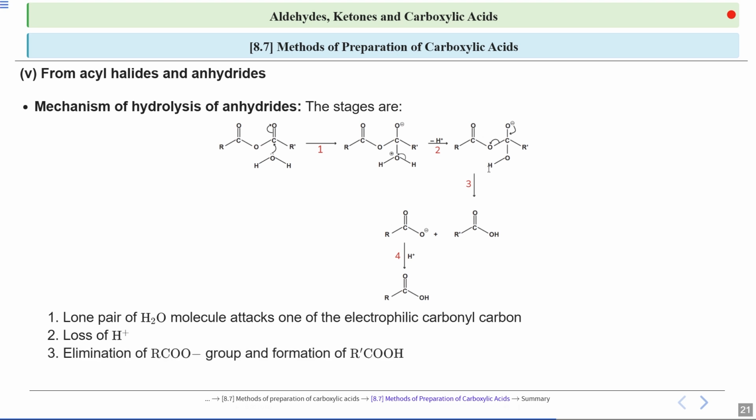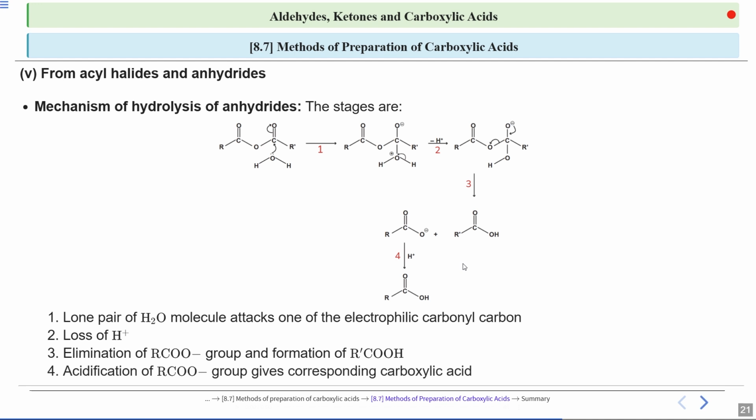Next step, we see the elimination of the RCOO minus group and the formation of the RCOOH group. So this oxygen with the negative charge will come here, and you will see there will be a C double bond O. So there is elimination of this RCOO minus group and formation of the RCOOH group. Finally, this RCOO minus group undergoes acidification to give you the corresponding carboxylic acid, and you have two molecules of carboxylic acid. So we have converted the entire anhydride into a carboxylic acid.